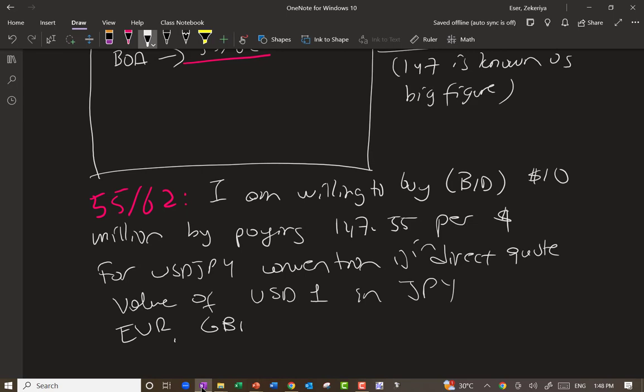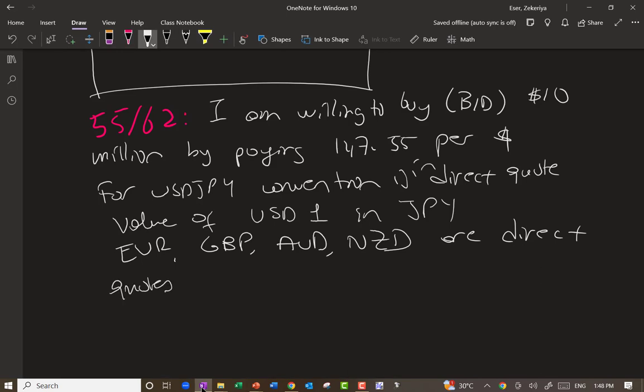Euro, British pounds, Australian dollar, and New Zealand dollar are direct quotes. Value of that currency in US dollars. Of course, if you're doing a cross currency, you have to specify the pair. So if I'm going to do, for example, Swiss franc versus Australian dollar, I can write it CHF AUD. That means the rate that I want is value of 1 Swiss franc in Australian dollars.